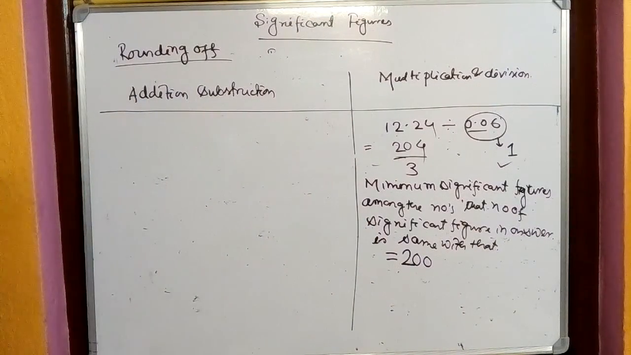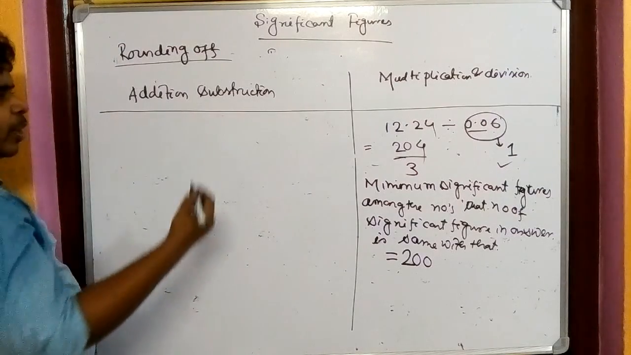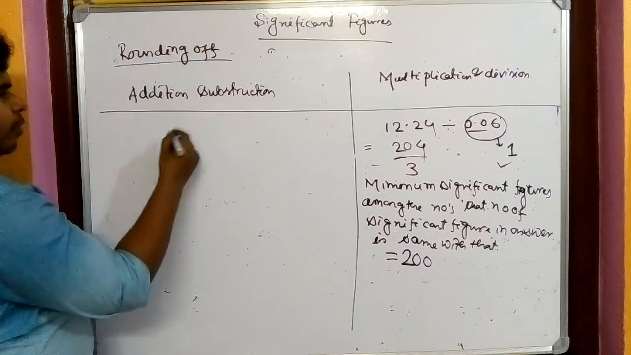Now addition and subtraction. You might be thinking, sir, first you have done multiplication, then addition and subtraction. Why? Because I think addition and subtraction is a little more complicated than multiplication and division. That's why I'm coming to it later. Assume the first numerical we have done. Can we remember it? I forgot. Whatever it may be.